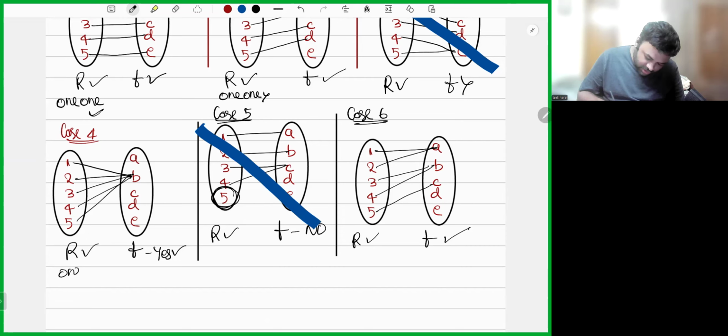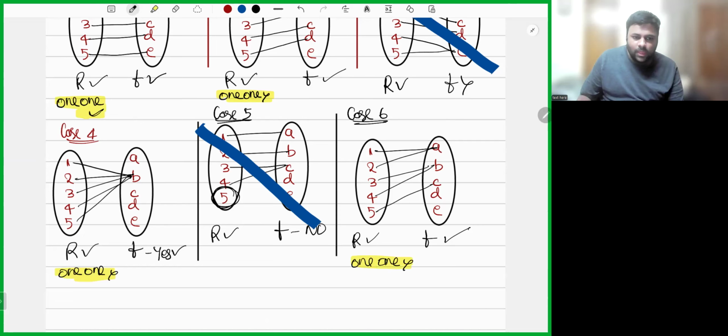Is it a one-one function? No, sir, it is not a one-one function. Is it a one-one function? No, sir, it's not a one-one function. Only this is a one-one function. The balance are all not one-one functions. Only when one element maps with one element, 1 to 1, then it is a one-one function.